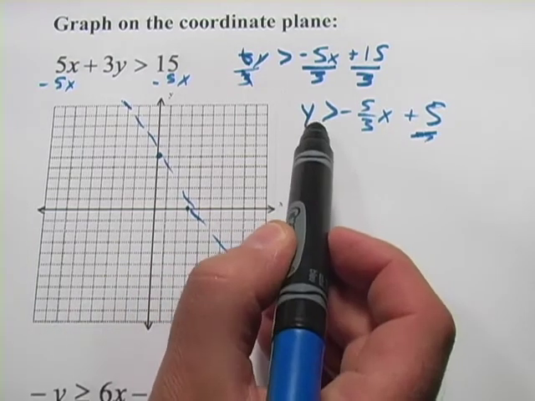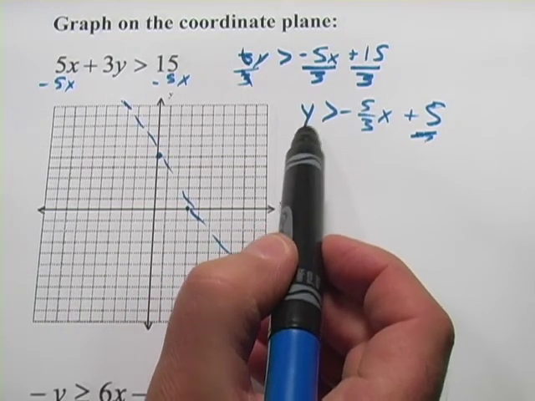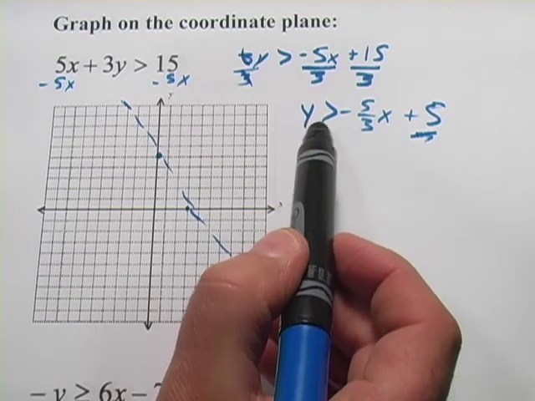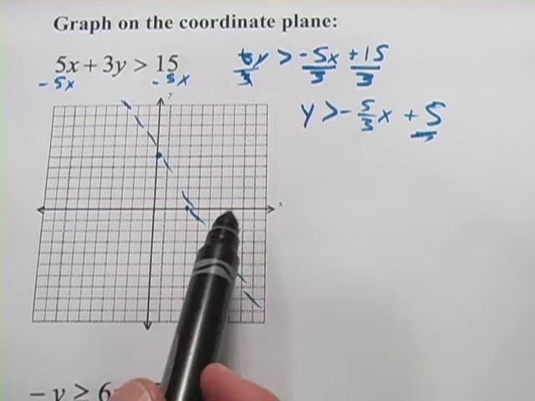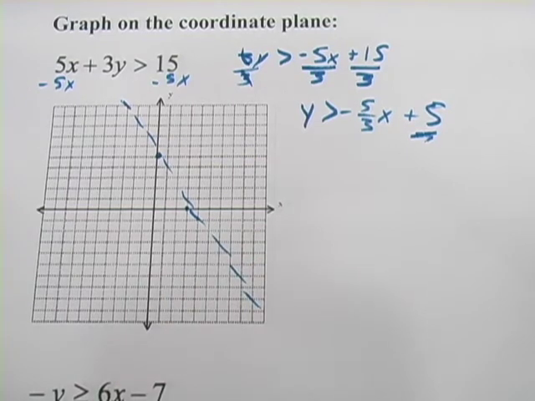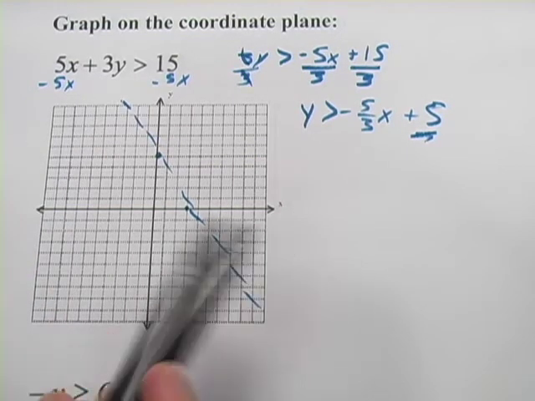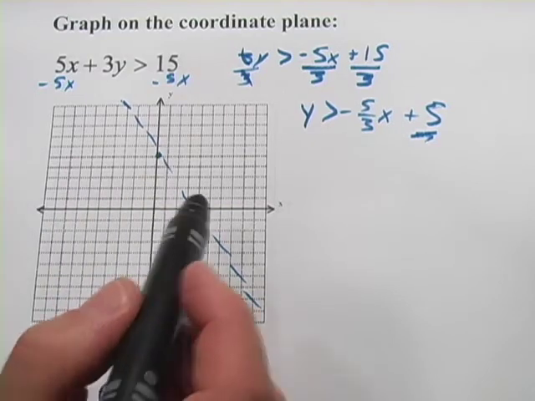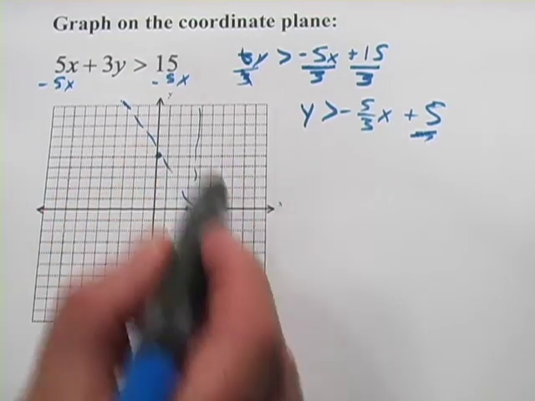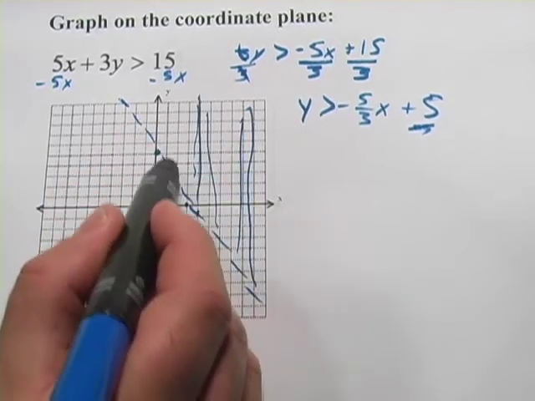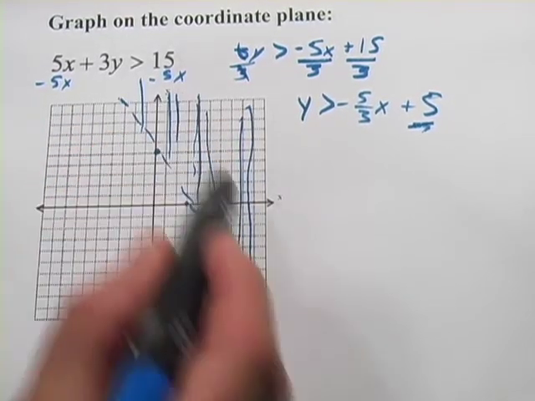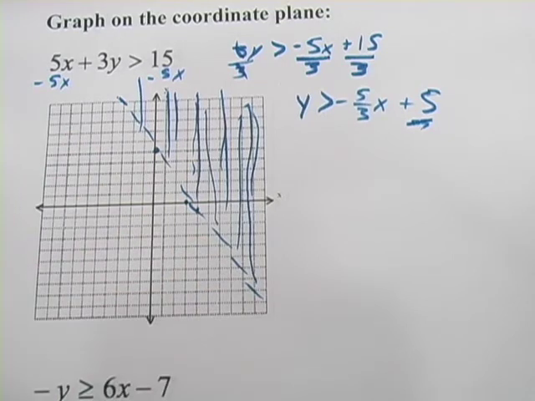Now, to finish graphing this inequality, we look at whether it says greater than or less than. This is y is greater than. What that means is everything above this line, y is up and down, greater than is up. So start at any point on the line and go up, and you'll end up in the right region. So all of this space above the line, that is our answer.